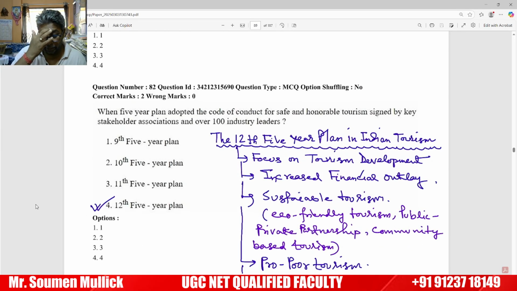Now we move on to our next question. Our next question is about the 5-year plans. Which 5-year plan adopted the code of conduct for safe and honorable tourism, signed by the key stakeholders, associations, and over 100 industry leaders? These are given: the 4th 5-year plan, 9th, 10th, 11th, and 12th. The correct option, the 12th 5-year plan.